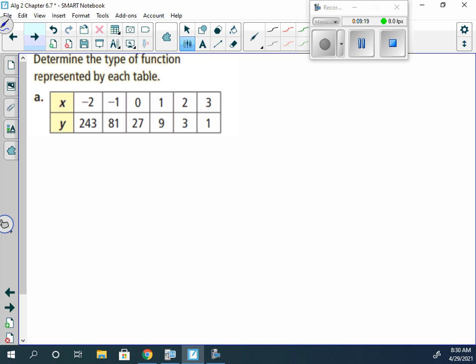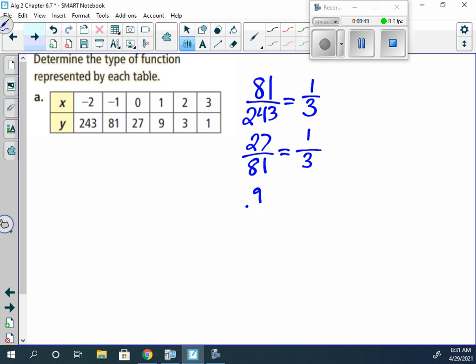So here we do have a constant: negative 2, negative 1, 0, 1, 2, 3. So that's fine. But we want to see about the y values. So we can do new over old. 81 over 243. So as a fraction, okay, let's do the next one. 27 over 81. 9 over 27. 3 over 9. And lastly, we have what?